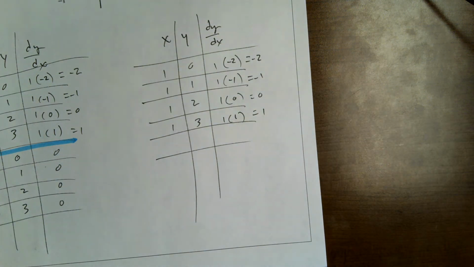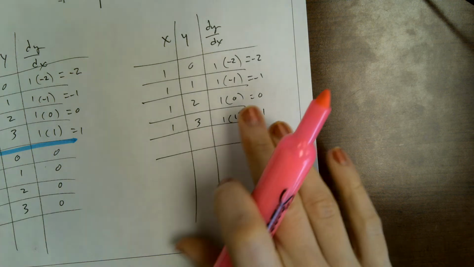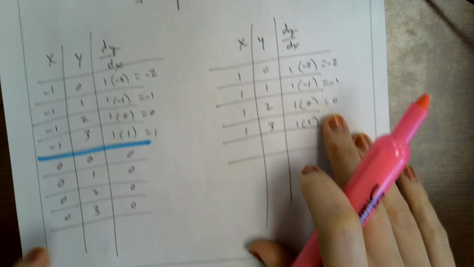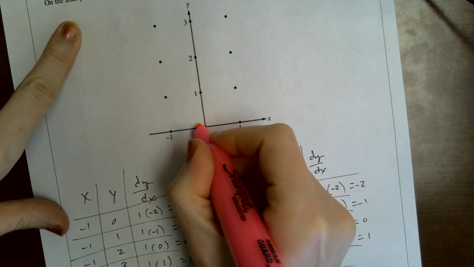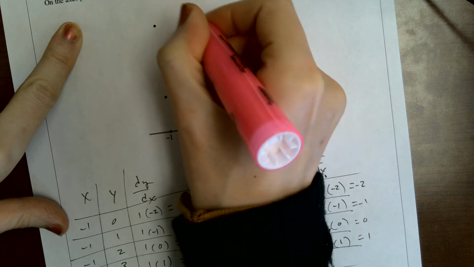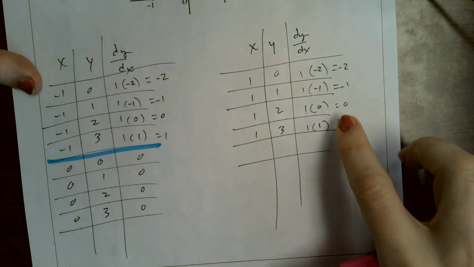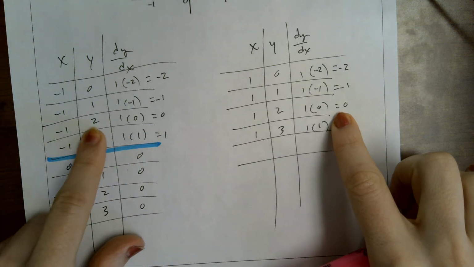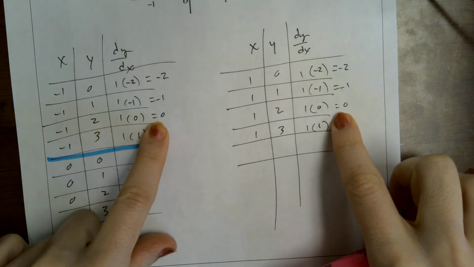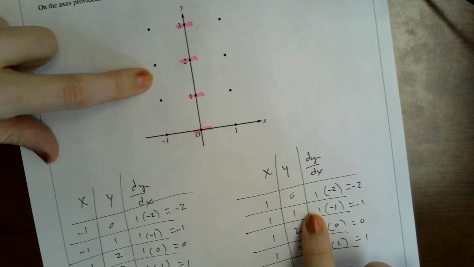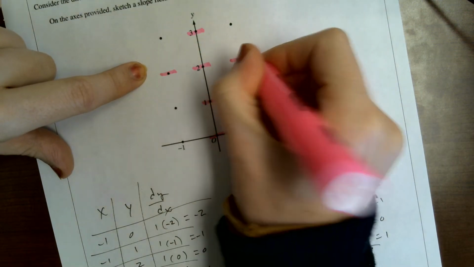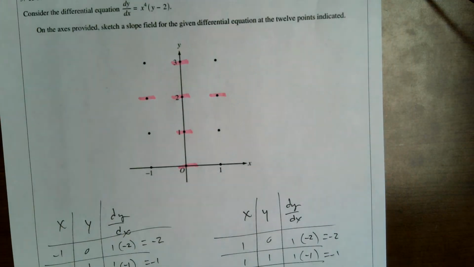Okay, now I'm going to go through and do all of the 0 slopes, because the 0 slopes just have little horizontal lines. So for all of these points, the slopes at those points are all 0, so I just do these little horizontal lines there. I've got 2 more 0 slopes though. At -1, 2, the slope is 0, and at +1, 2, the slope is 0. So there I have more horizontal slopes.